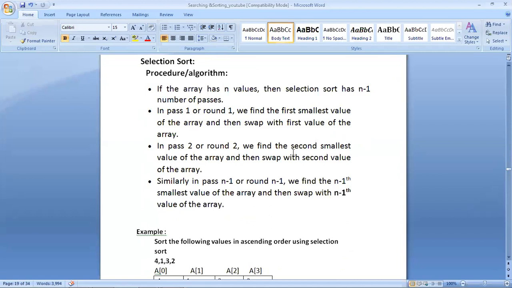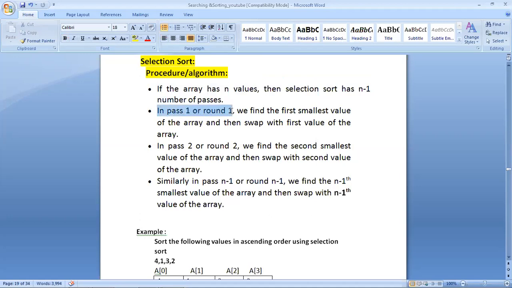In this video, we try to understand a sorting technique called selection sort. Selection sort is an internal sorting technique, meaning it is used to sort the data in the main memory. We see the procedure or algorithm of selection sort. If the array has n values, then selection sort has n-1 passes or rounds.